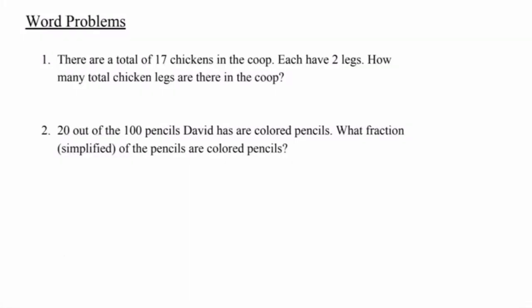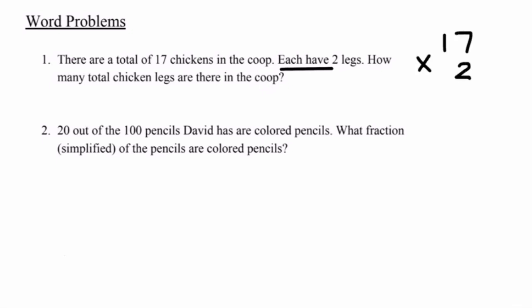Our last topic is word problems, and it's asking us to solve the problems below. Number 1, there are a total of 17 chickens in the coop. Each has 2 legs. How many total chicken legs are there in the coop? The keyword each indicates that this is a multiplication problem because we need to figure out the total amount of legs when each chicken has 2 legs. So we need to multiply 17 times 2.